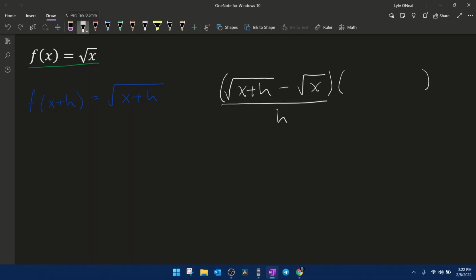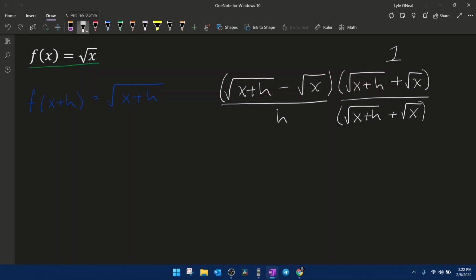Well, I'm going to multiply top and bottom by the conjugate, which is the same square root stuff with a different sign. And I'm going to multiply top and bottom to keep it legal. Remember, this is effectively 1 here. Multiplying a fraction by 1 does not change its value. And this is going to require the FOIL method.